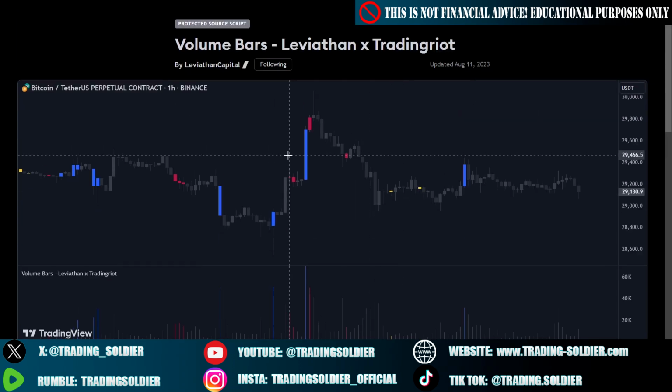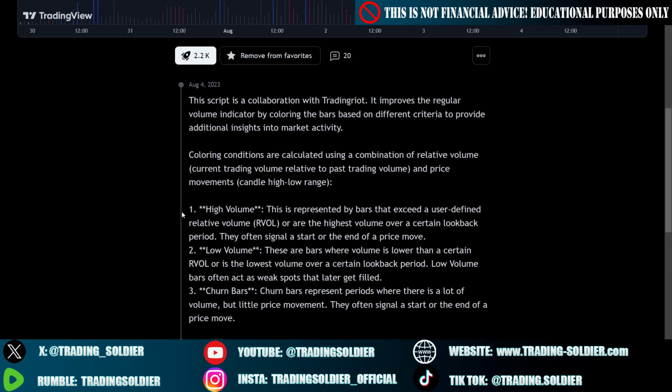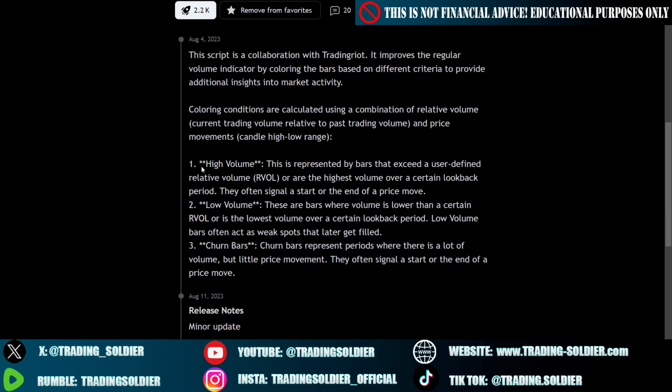As you can see, the indicator should come by default also coloring the price candles in the chart, but I don't know why today this function doesn't work for me, even though I have checked the option. And the most important part in the description of the indicator is knowing the difference between the high volume bars, the low volume bars, and the churn bars.